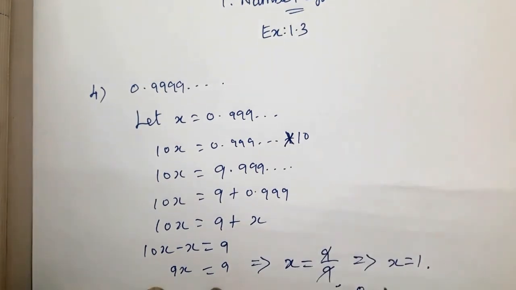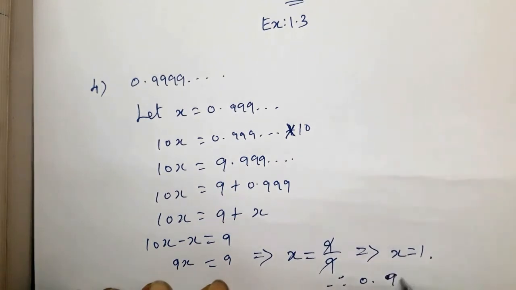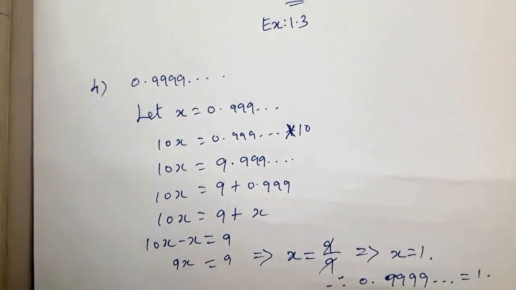Therefore 0.9999... etc. is equal to 1, because this 0.999... is very close to 1. That's why we are getting 1.